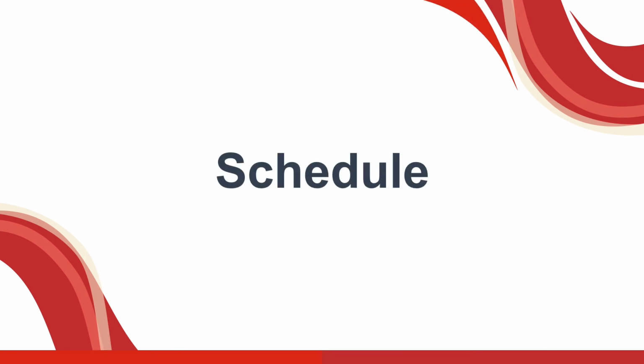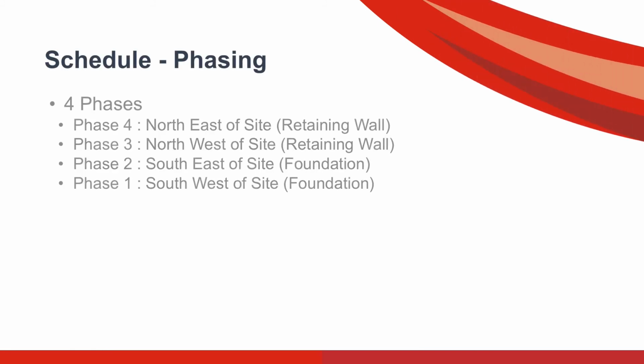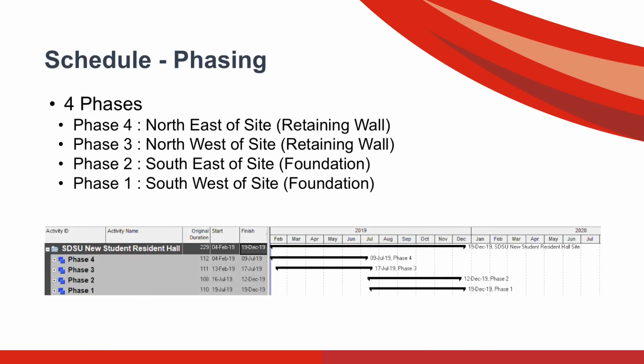The construction schedule was designed by Martin Barajas, and he will briefly explain the schedule. The schedule is broken into 4 phases. Phase 4 and 3, which is the northeast and west of the site, both include the retaining wall in their scope. Phase 2 and 1, the southeast and west of the site, both include the foundation in their scope. As we see down below, this was taken out of the schedule itself. The screenshot down below from Primavera P6 will give you a nice overview of how the phases were laid out throughout the duration of the project.